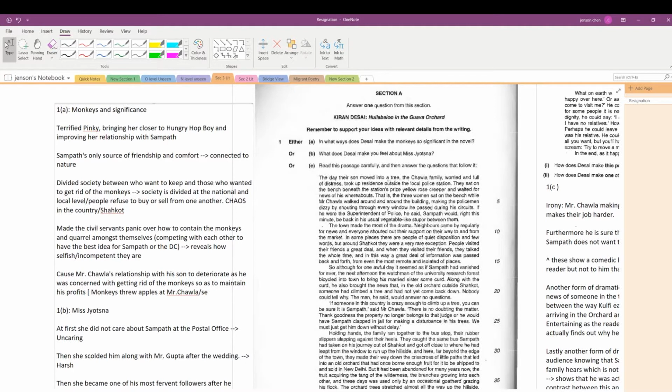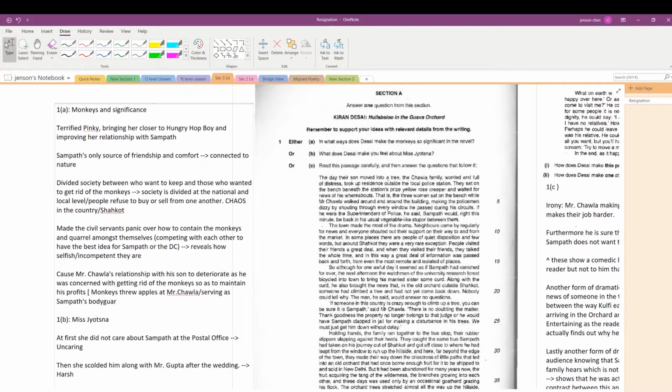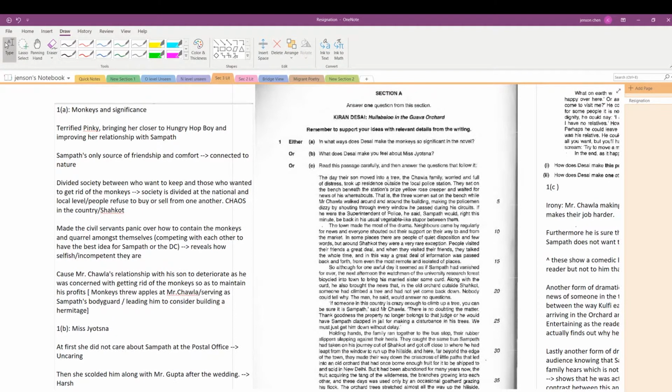Chola, serving as Sampath's bodyguard. Okay, and at the same time, stealing the sweetmeat offering so that Mr. Chala couldn't recycle them, right? Cutting into his profits, and also leading him to consider building a hermitage for his son, which of course made him worry, etc., etc.